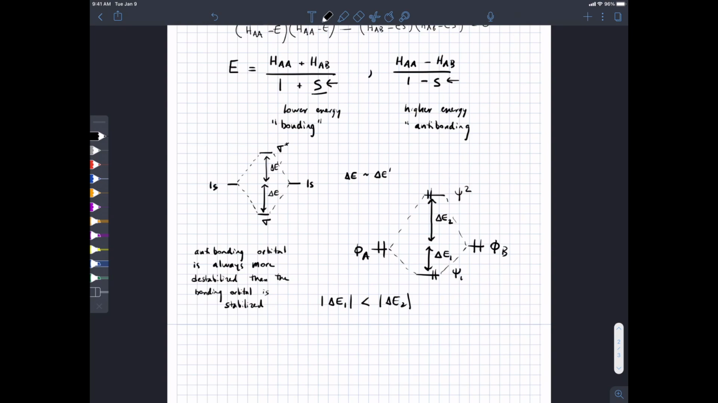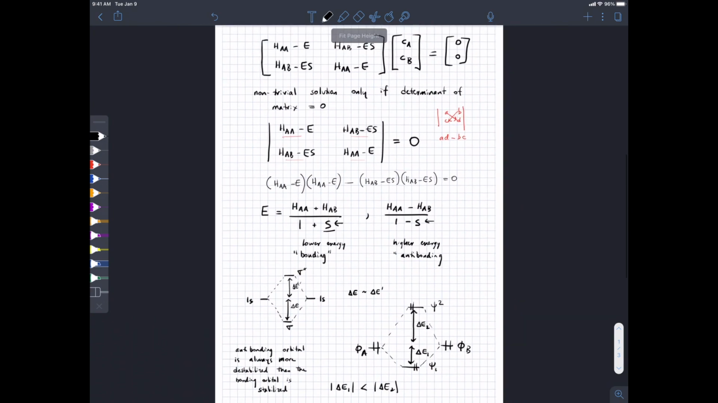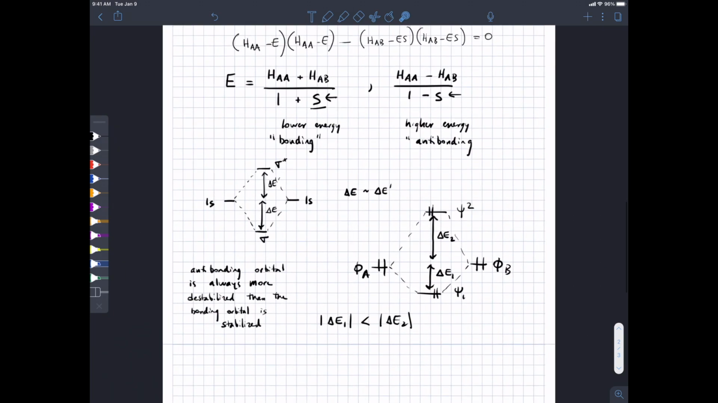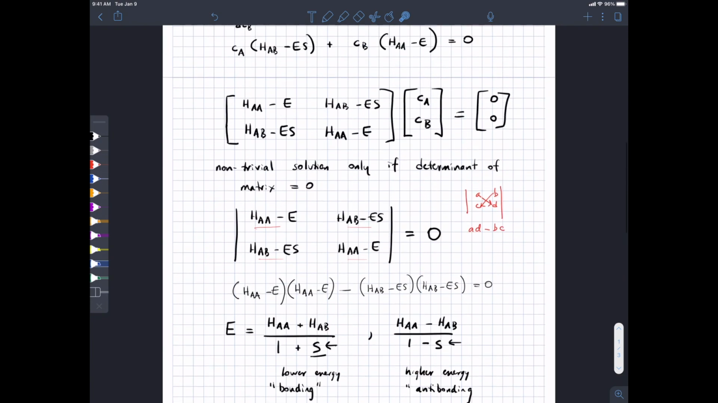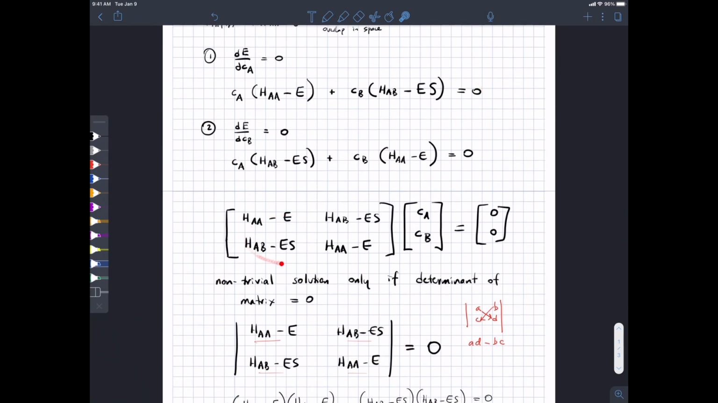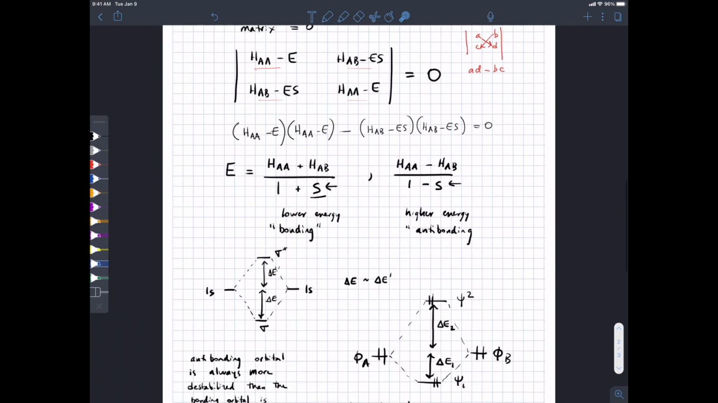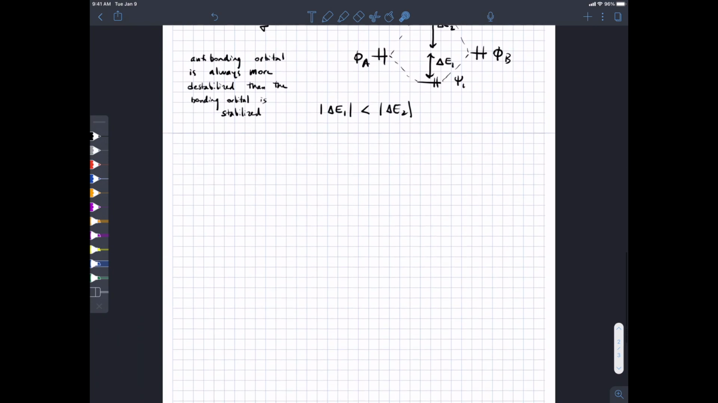Okay, so we've got these two energy levels that are solutions to setting our determinant equal to 0. And remember, we needed to do that so that there could be a non-zero solution for what Ca and Cb are. We're not going to do this now, but you can plug these values for energy back into these two equations, or into this matrix, and you can solve for Ca and Cb. I'm not going to do that, but one could in principle do it. And when you do, you come to the following conclusion.